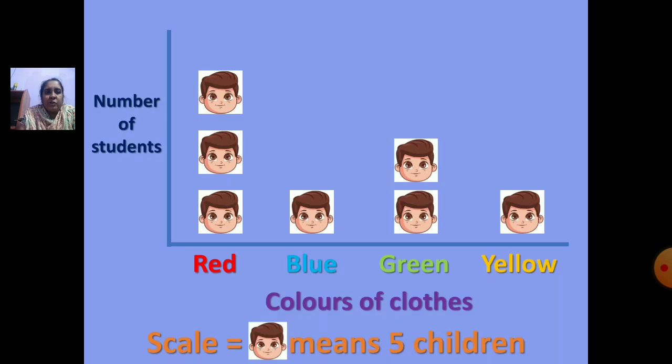Now see the chart. One side you can see the number of students and the other side you can see the different colors worn by the children like red, blue, green, yellow. These are the colors of clothes. And a very important thing you have to keep in mind is the scale. One child means how many children? 5 children. So you have to keep in mind the scale used here. Now let us see the first question.